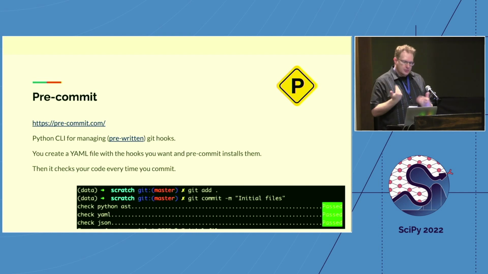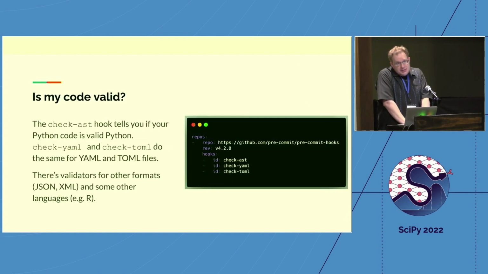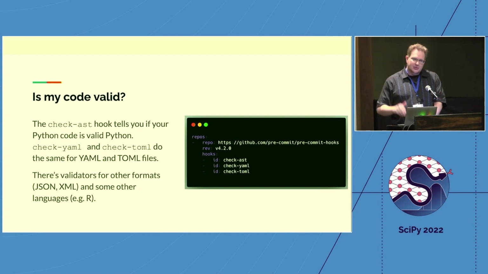And this is a great form of static analysis. So a very simple question we could ask is, is my code valid? Is this parsable Python or parsable R or parsable any other kind of code? If you're looking at Python, you have the check-ast hook. Is this valid Python or not? And so if I accidentally dropped my close paren, it would catch that. If you have important configuration in YAML, TOML, JSON, XML, it can check those as well.